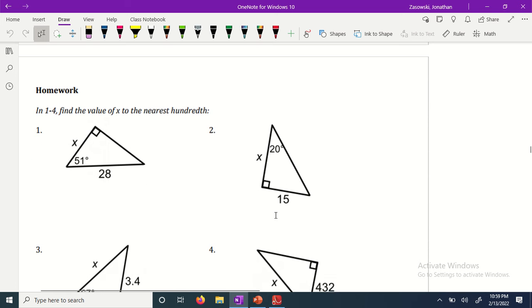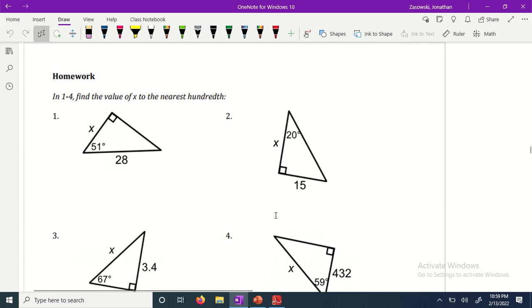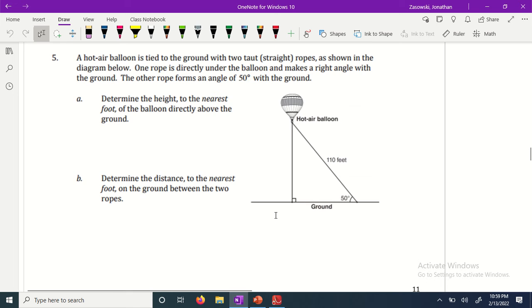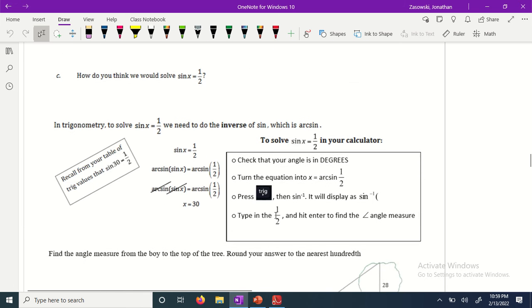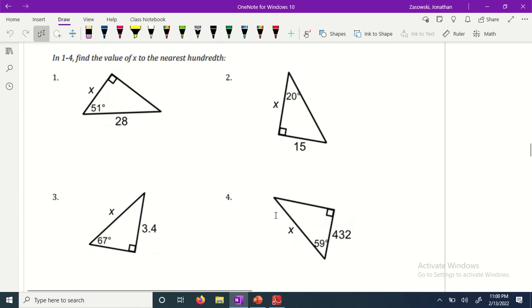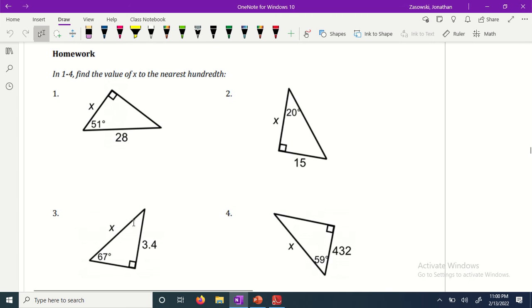All right, sorry I couldn't be there today, but we are taking a look at the SOHCAHTOA homework from page 11, and then we're going to start into finding missing angles here. So for number one, let's give this one a pause, try this one first, and we'll take a look at it in a second.